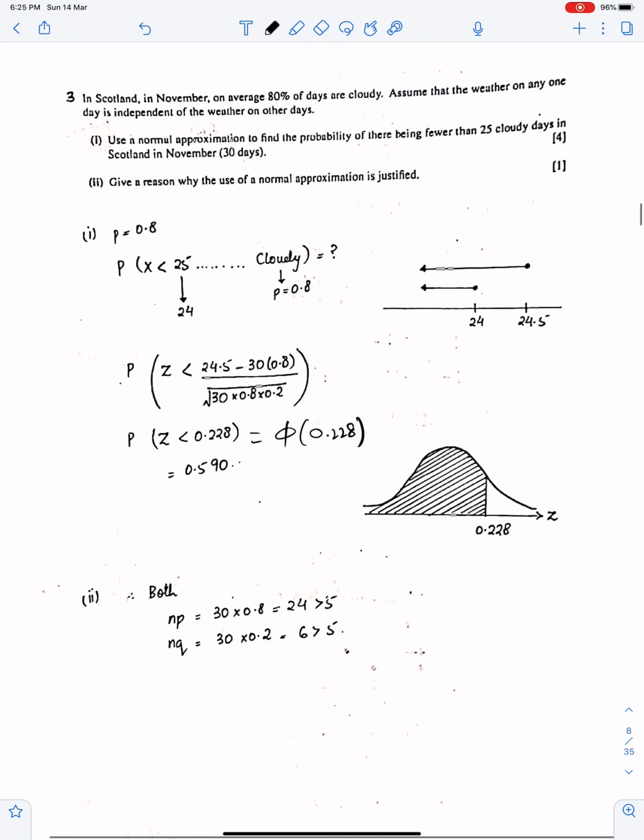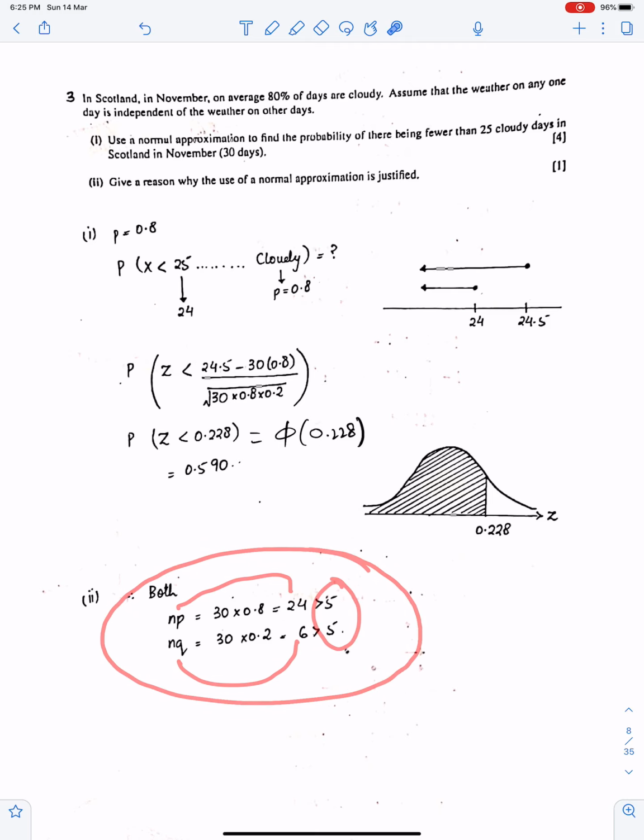I discussed the solution of this question in my first lecture, so I'm leaving this question. I'm just discussing this last part. Give a reason why the use of normal approximation is justified. Because both NP and NQ are greater than 5. This is the justification.